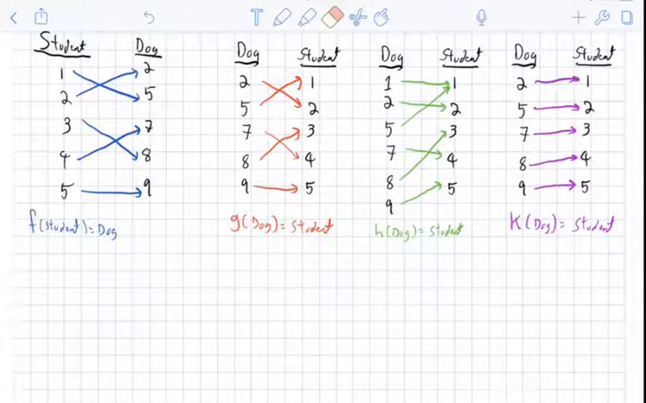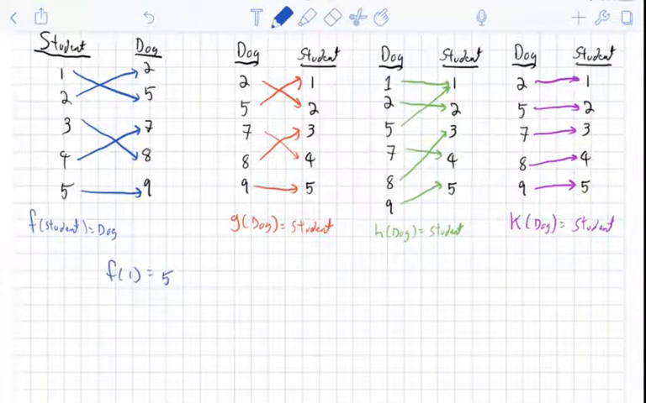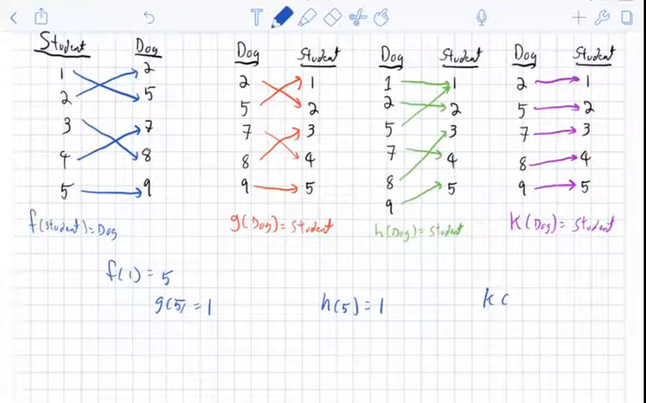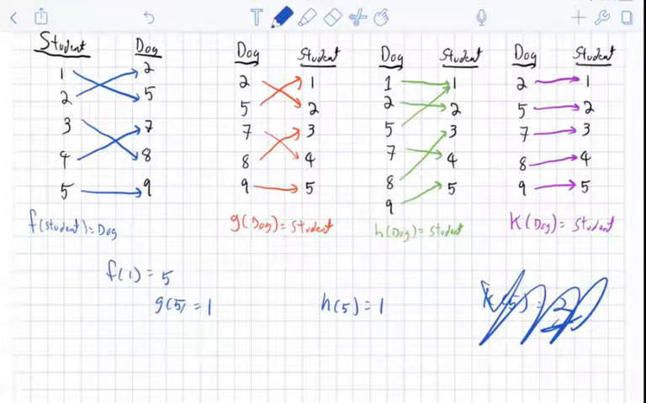Here's the question. Which of these are inverses of my original function? How do I figure it out? Well, the simplest way is to go, alright, so f of 1 is equal to 5, and then try g of 5, that's equal to 1, h of 5, that's equal to 1, and k of 5 is equal to 2, and that's not right, so that's not the inverse. So you can do it that way.